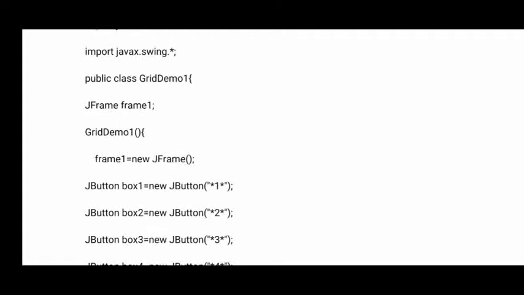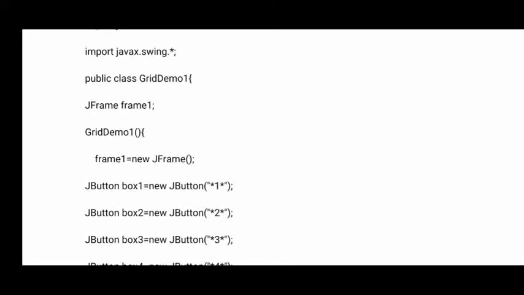You can see in the constructor, frame1 equals new JFrame, means here frame1 is the object of the frame class. See, if you create an object, then only you can do something in Java. It may be a frame or a button, whatever component it may be, first you should create an object of that component. Understood? So frame1 is an object, new JFrame.